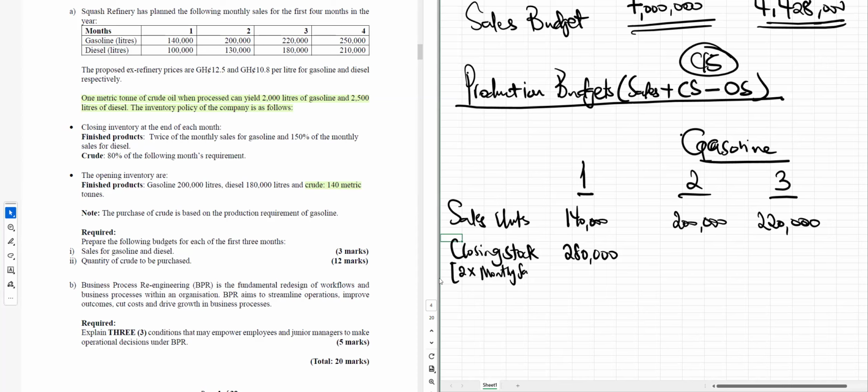Are you guys flowing with me? Yes, sir. And the monthly sales for gasoline was 140. So twice of that monthly sale becomes their closing stock. Okay. Do you get it? And then opening stock, they had already given it to us because there's no way we can get the opening stock unless they give it to us. They said gasoline, 200,000 liters.